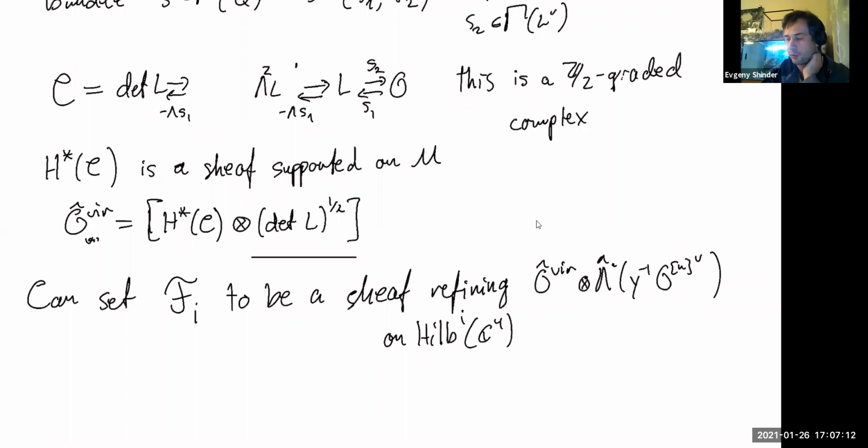Can I ask about these non-commutative Hilbert schemes? Why are those smooth? How does this work?